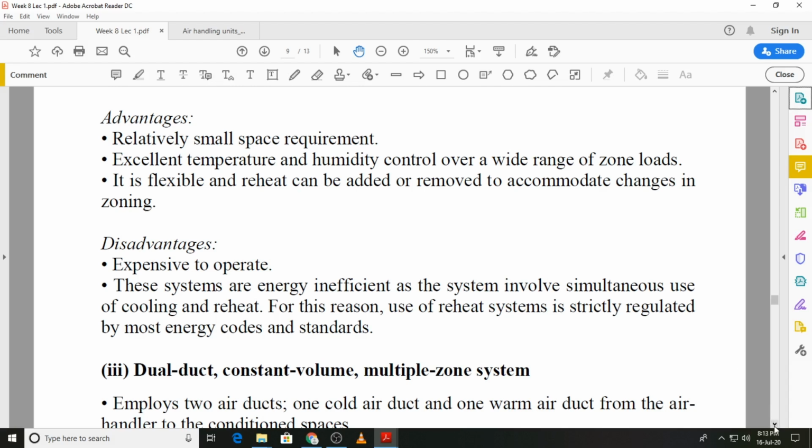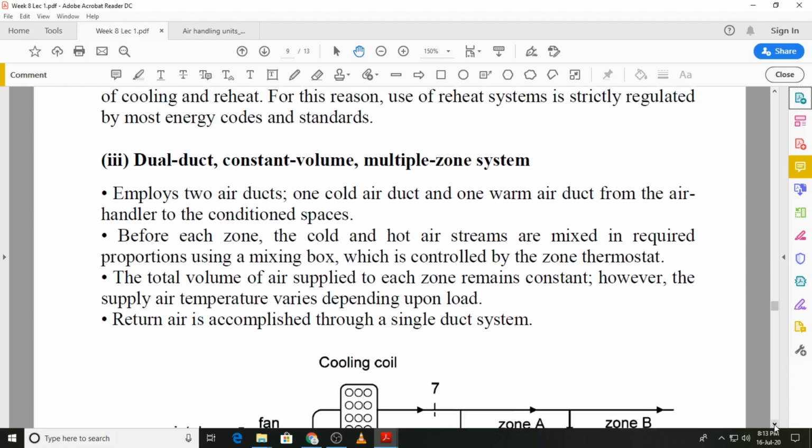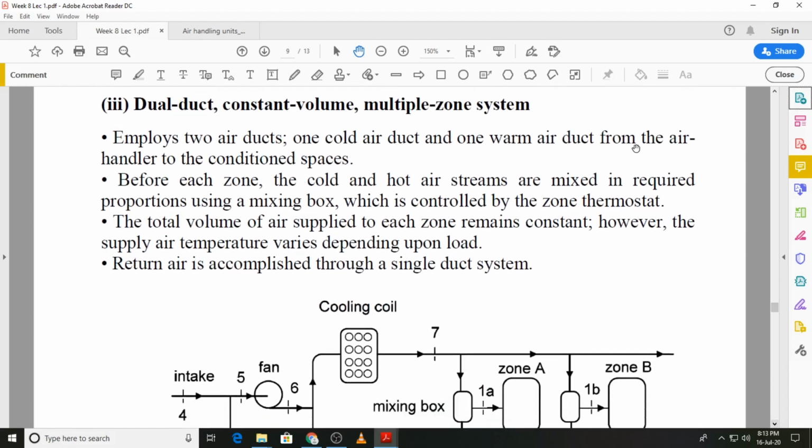We will now move on to the second type of a multiple zone system with again a constant air volume, and that is known as the dual duct constant volume multiple zone system. And the name dual duct comes from the fact that instead of a single duct supplying air to the conditioned zone, we have two ducts. One will carry cold air and the other warm air from the air handling unit to the conditioned space.